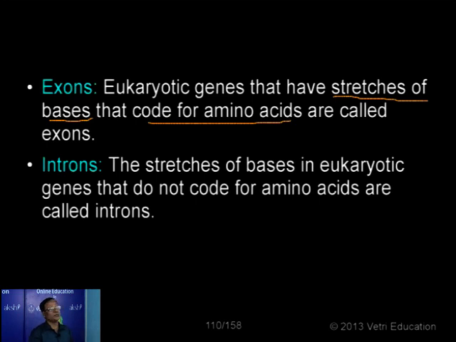The stretches of bases, or nucleotides, or a segment of DNA, particularly in eukaryotic genes, that do not code for amino acids. Those segments of DNA that code for amino acids are called exons, and those that do not code for amino acids are called introns. And normally in a eukaryotic gene, called a split gene, the exons are interrupted by introns here and there, that is why it's called an interrupted gene. So during the maturation or processing of mRNA or heterogeneous nuclear RNA, that part is removed.